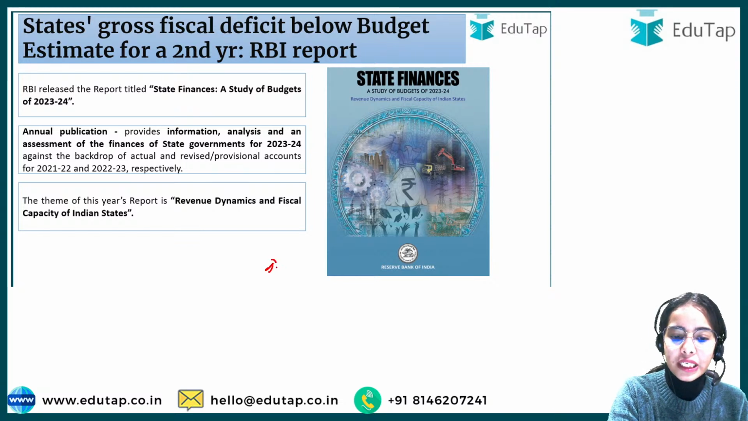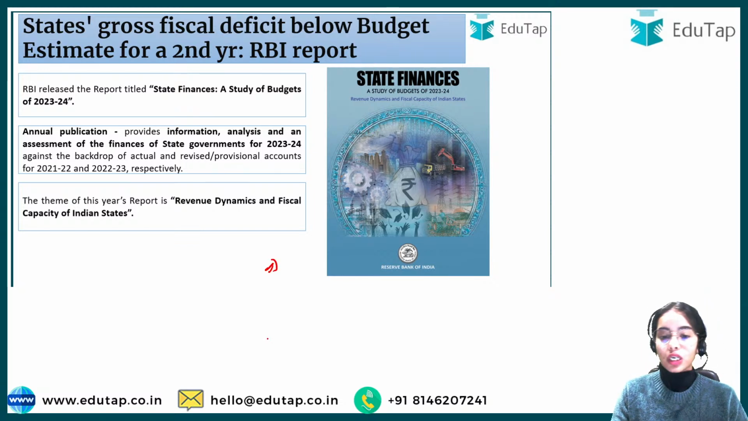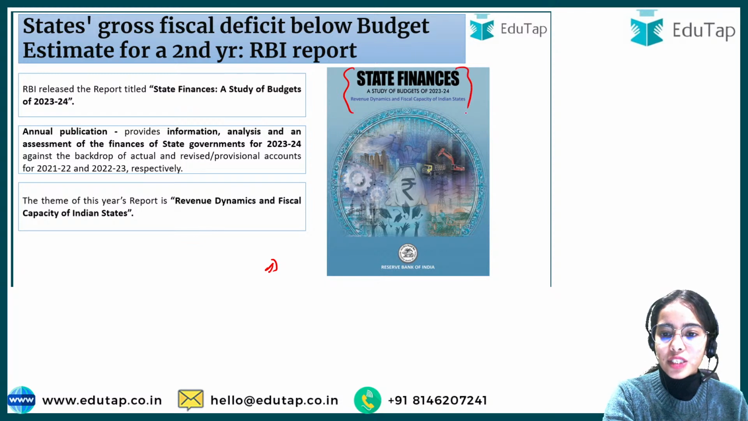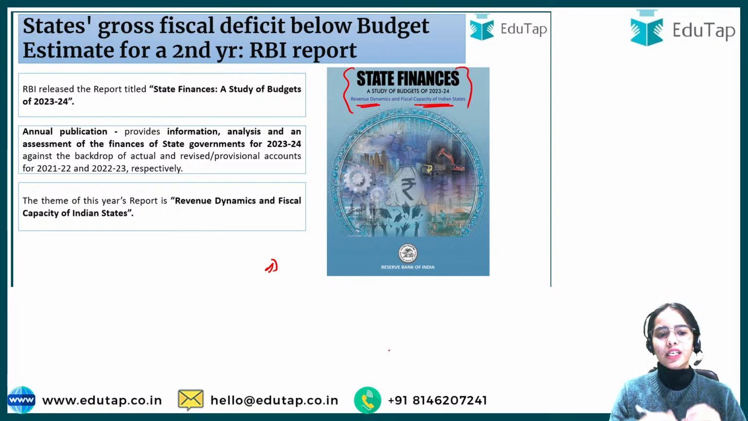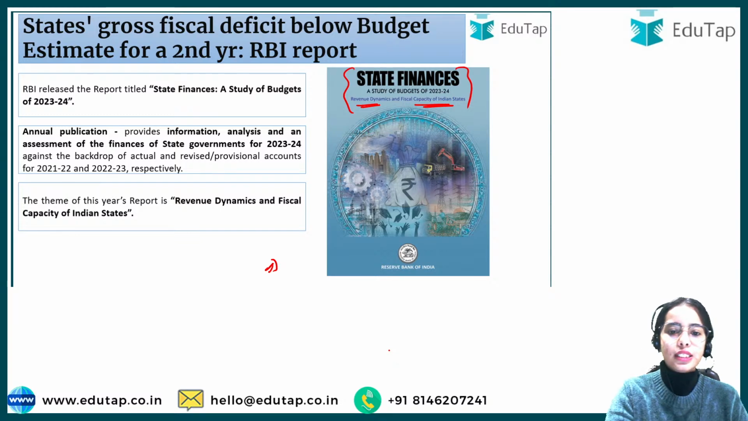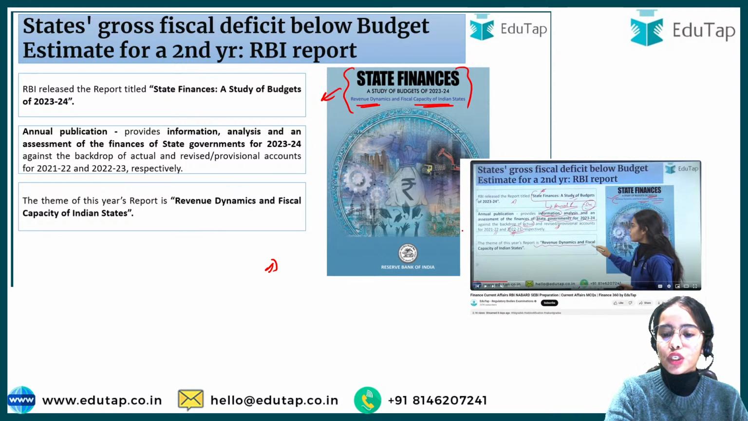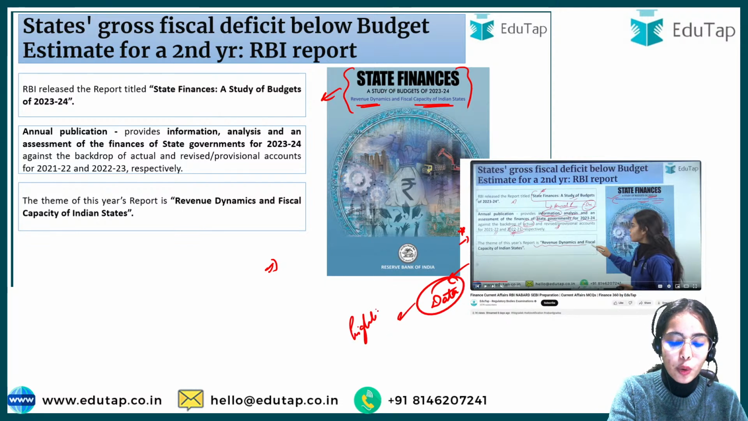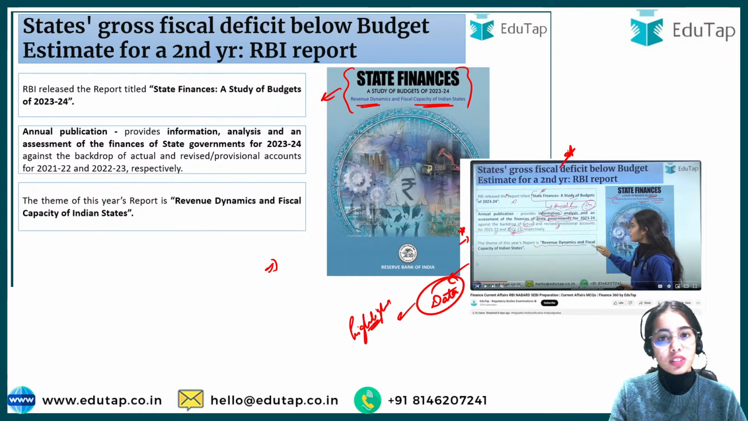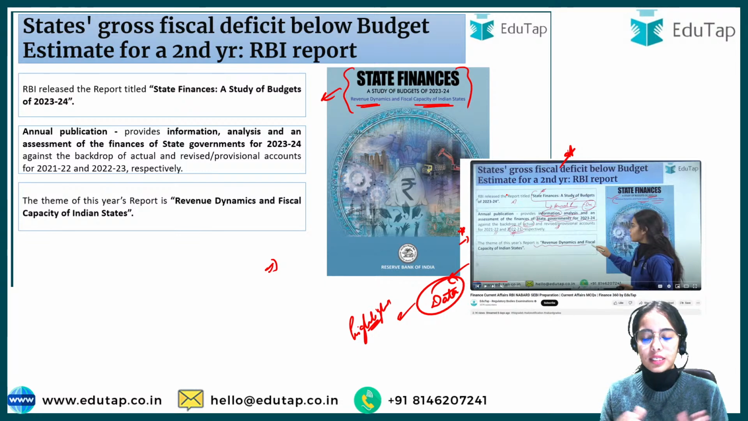So we have completely discussed the report. The report has been released by the Reserve Bank of India. This is the theme of the report, and it is an annual publication released by the Reserve Bank of India. The data released in this report has been discussed, and the highlights of this report have been discussed. If you are not aware of this report, you can go and see this session.